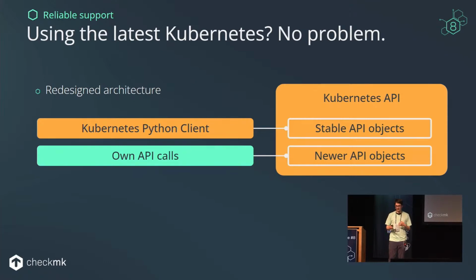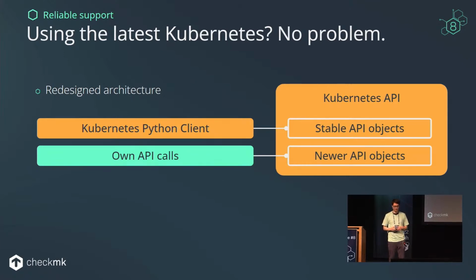And we said, okay, we don't want this anymore. We want to have something which really works future-proof. And so we decided, okay, there are some stable API objects, and we use the Kubernetes Python client for that. But there are some rather newer API objects, and we use our own API calls for that, which we can then really quickly fix if the API changed again. But this is not the entire solution.